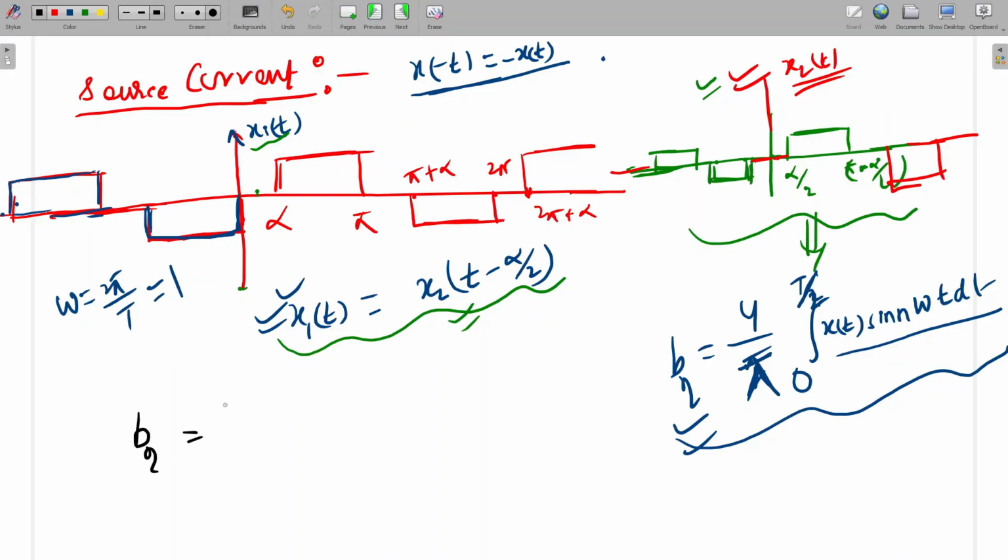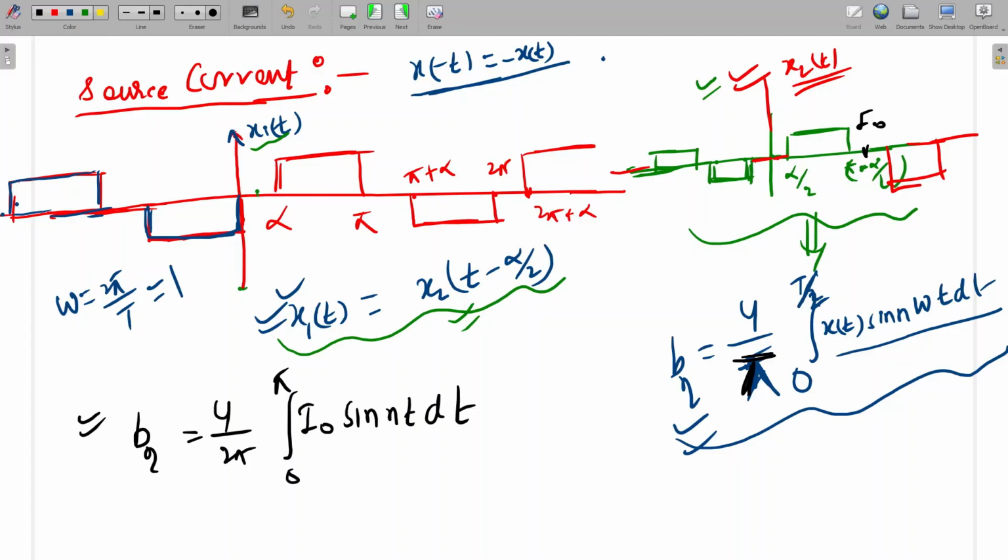bn will be 4 upon 2 pi, with the limits 0 to T by 2, so it will be 0 to pi. This will be I naught, and omega is equal to 1, so sin nt dt. Is it clear up to now? Is it clear to all? The bn value.